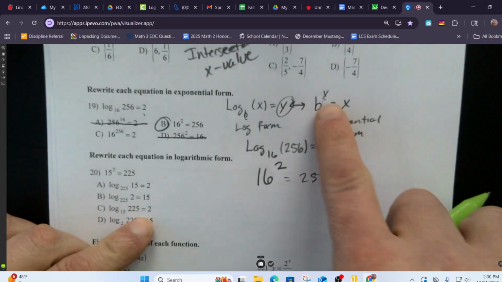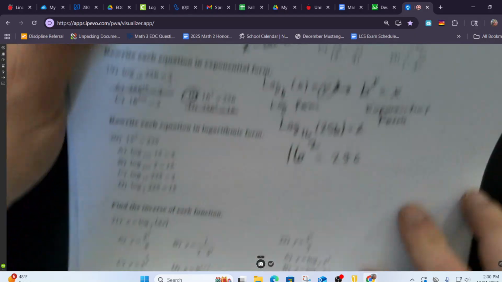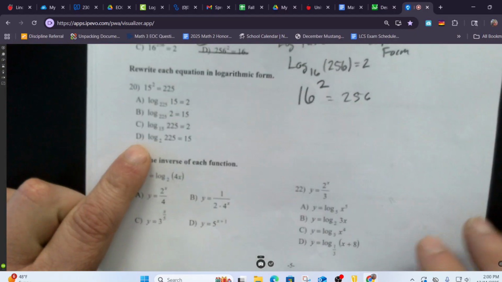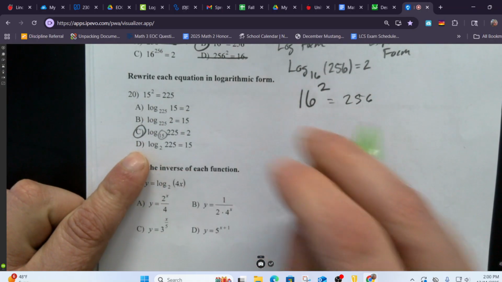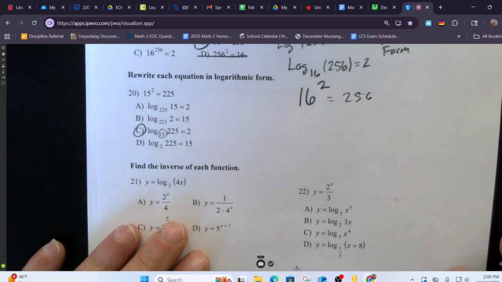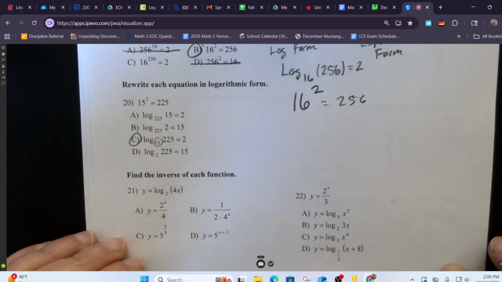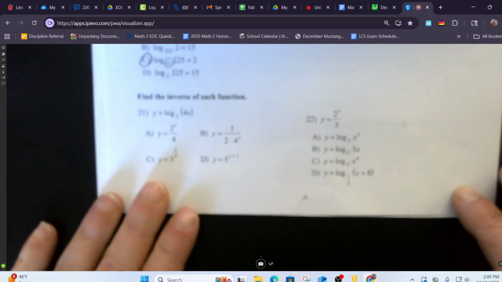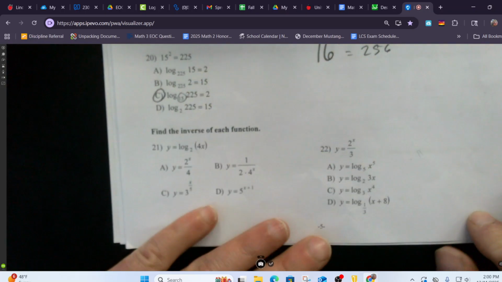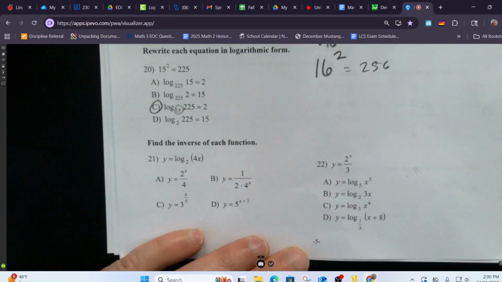Guys, if you know the form here, what's the only possible answer for 20? C. Base is the only one. It might be one of those. This is your B, so. Okay, go get it, right?